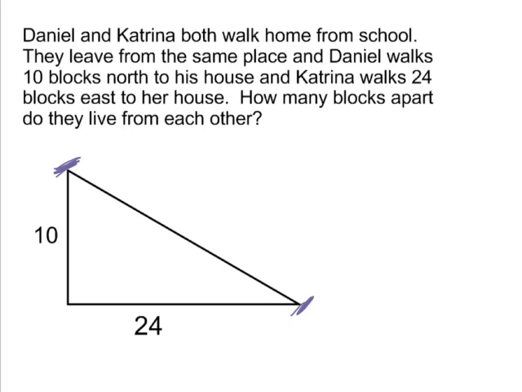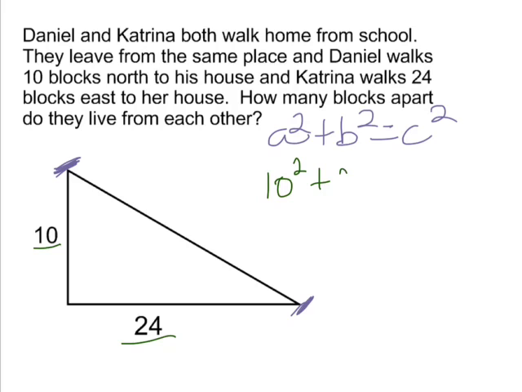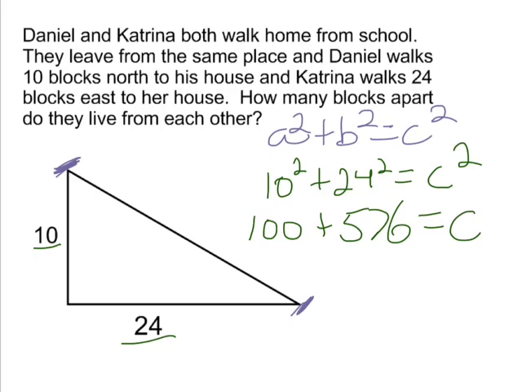We're going to be using the Pythagorean theorem, which is a squared plus b squared equals c squared. And remember that a and b represent the legs of the triangle, so I can use 10 as one of the legs: 10 squared plus 24 squared, and those together equal c squared. Now let's go ahead and work this out. 10 squared is 100 plus 24 squared is 576, and all that together again equals c squared. Now when we add 100 and 576, we get 676, and that equals c squared.